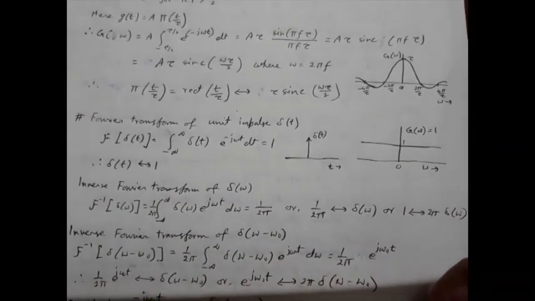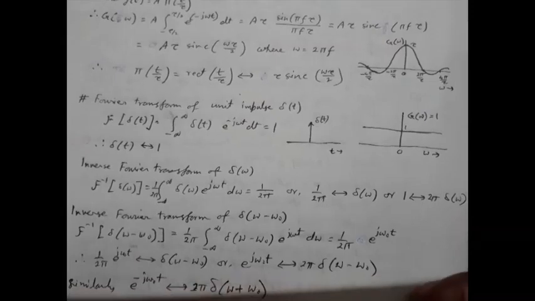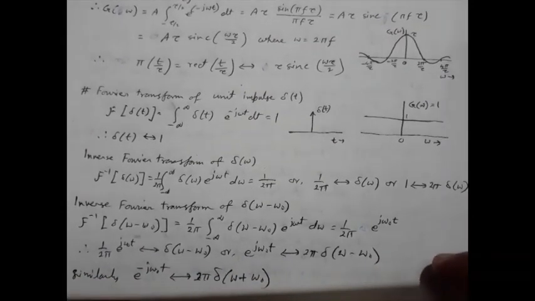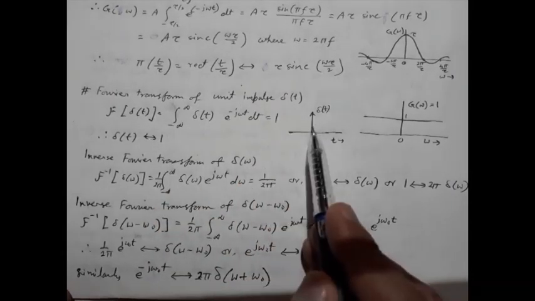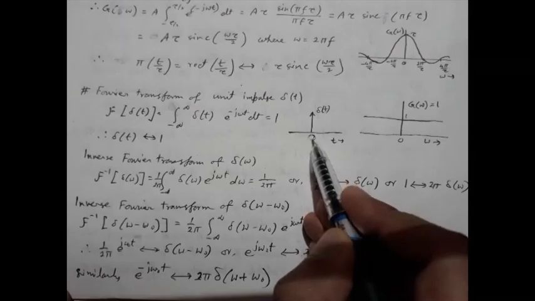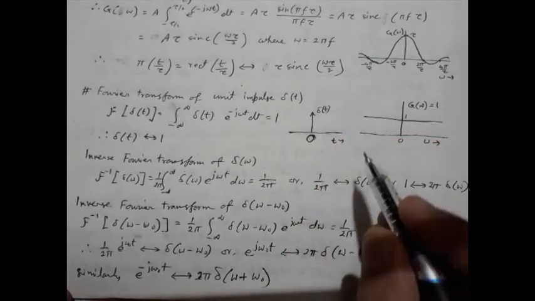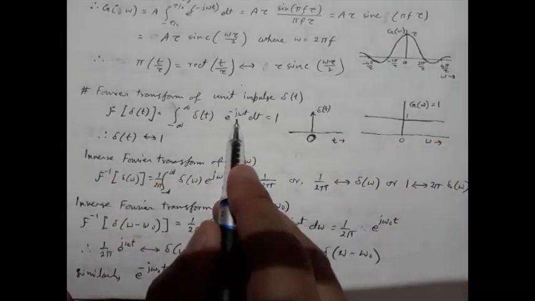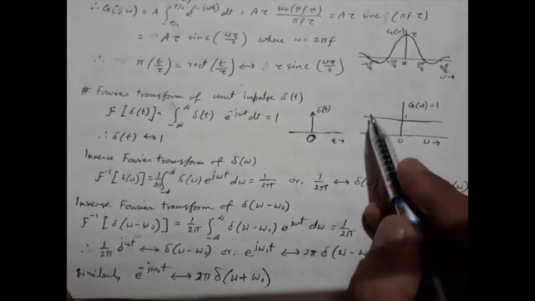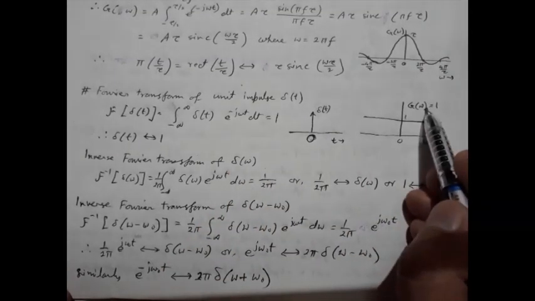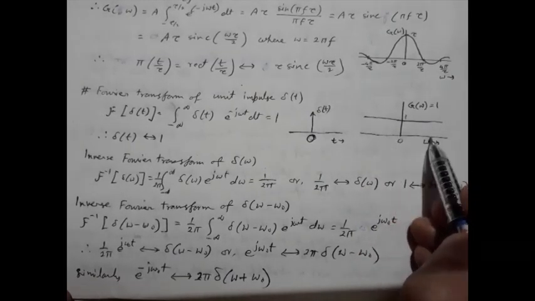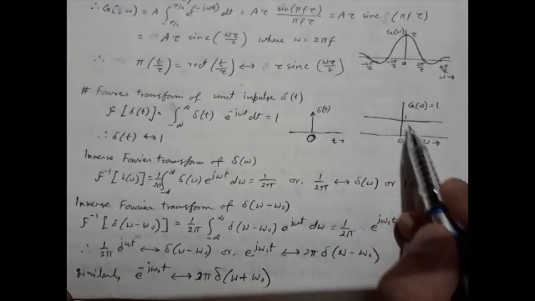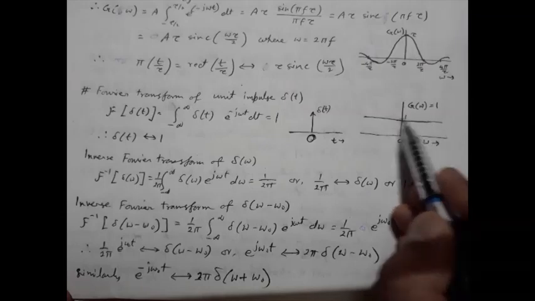Now consider the Fourier transform of the unit impulse delta(t). Delta(t) is this. So taking the Fourier transform, we will get 1. So G(omega) is equal to 1, irrespective of the value of omega. That means delta(t) contains all the frequency components in equal amount.